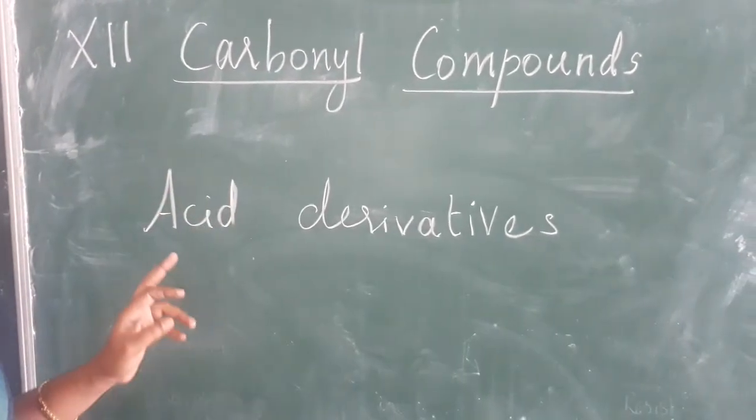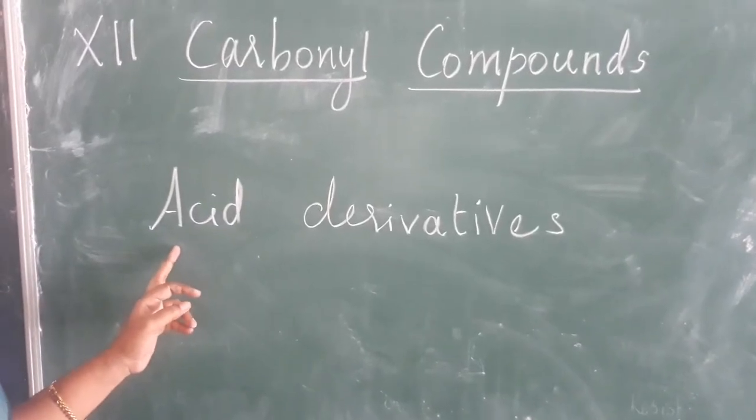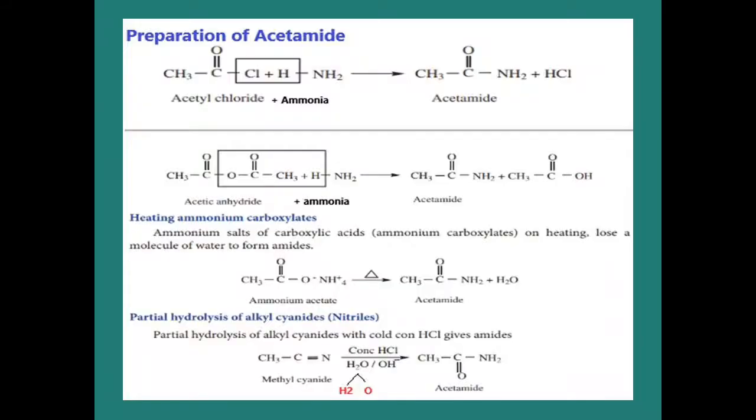So far we studied only acid. Now we are going to study acid derivatives. In the previous video, under the heading acid derivatives, we learned acid chloride, acetic anhydride and ester. In this video, we are going to see the preparation of acid amide. First preparation, ammonolysis of acid derivatives.